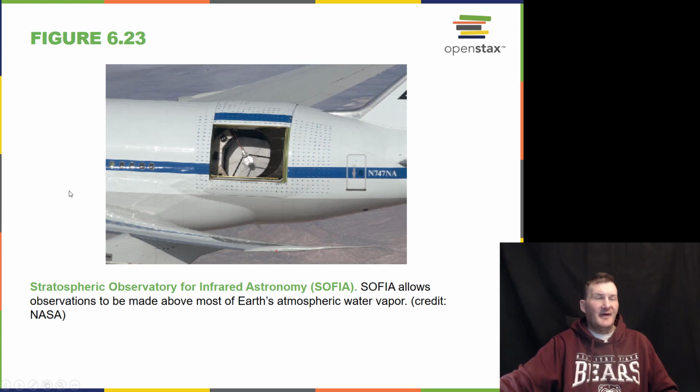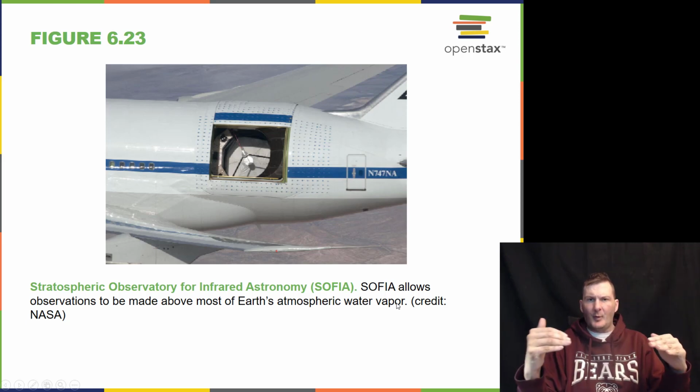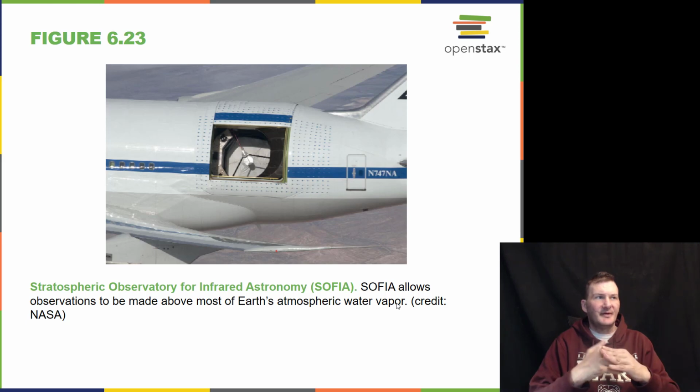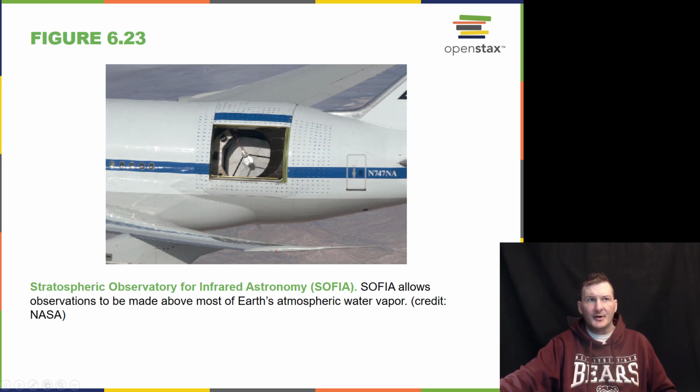We can also detect infrared radiation by getting away from a lot of the water vapor in our atmosphere. Our lower atmosphere is full of water vapor. That's where our weather is. But if we fly a specially modified 747 jet with a hole in the side of it with a telescope, we call this SOFIA, the Stratospheric Observatory for Infrared Astronomy. And SOFIA flies at about 55,000 feet or so, at the limits of what a 747 can fly at, and it gets above all that water vapor in the atmosphere to detect infrared light.